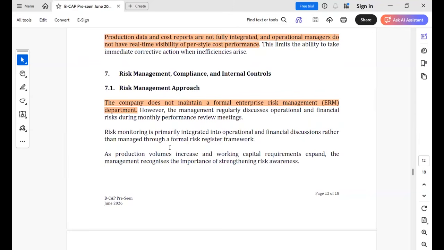That's the weakness, right? In a formal risk management framework, what you're supposed to do is identify your industry related and plant related risks, and you should be able to measure the magnitude of impact, right?